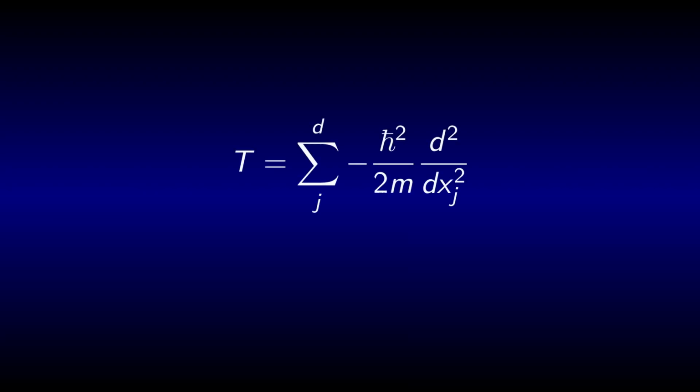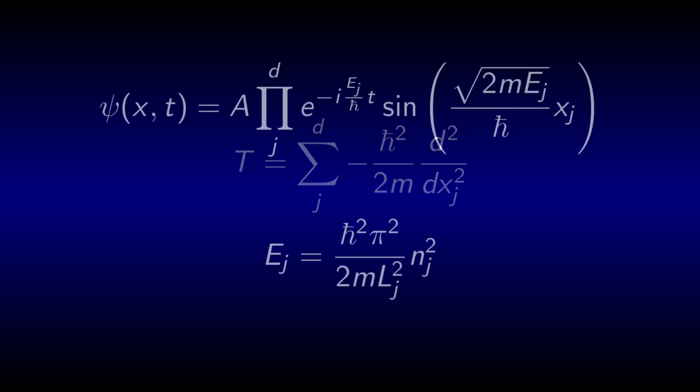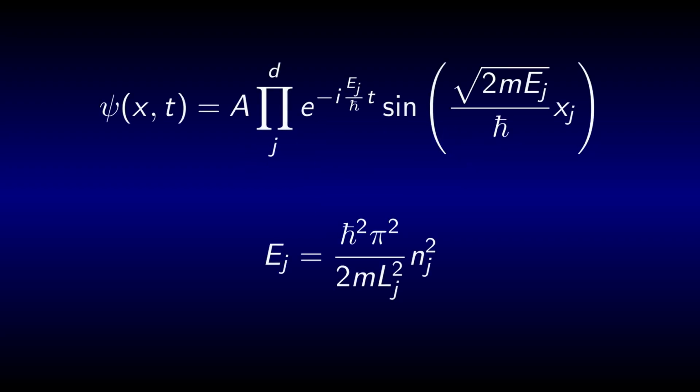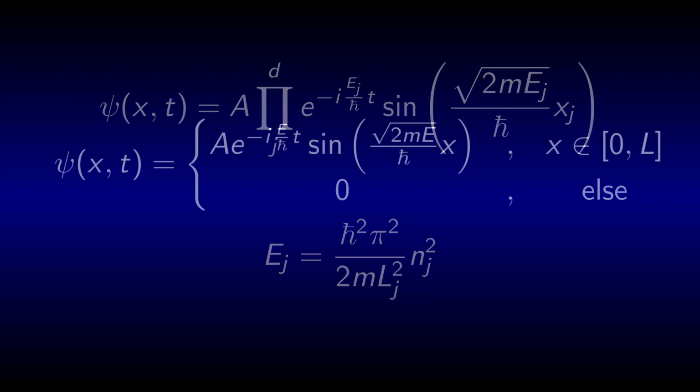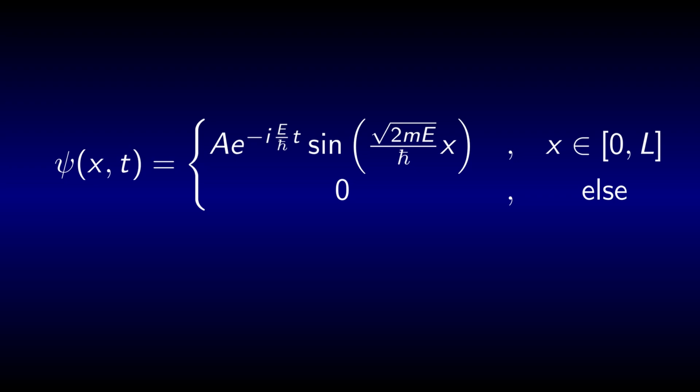If you'd like your box to have more than one dimension, not a problem. The expression for the kinetic energy in several dimensions is just the sum over the individual dimensions. The solution to the Schrodinger equation inside the box is then the product of the individual one-dimensional solutions, each with their own quantization criterion. It is worth checking that what I just glossed over is really the case. Are there more solutions than the infinitely many we already found? Find out in the next video.